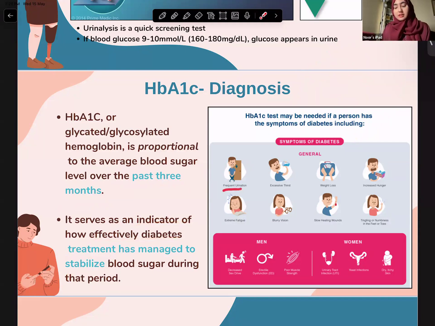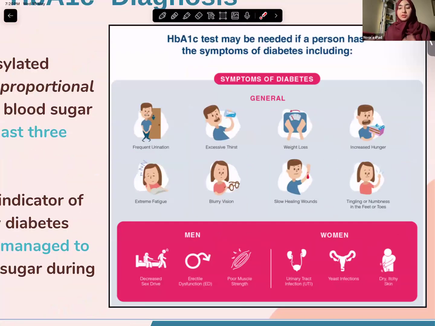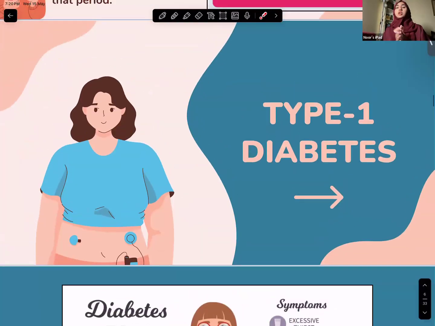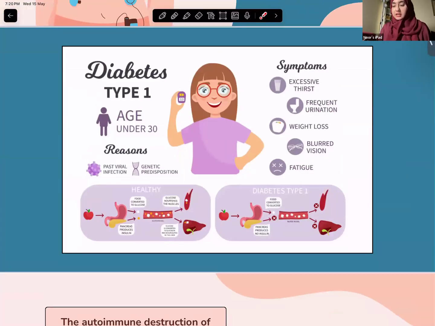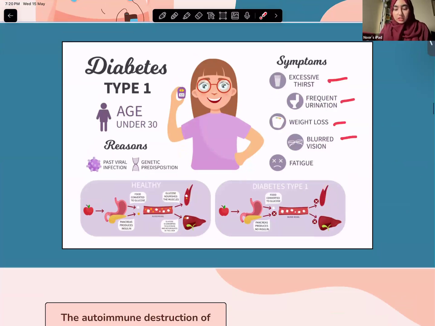Now, symptoms of diabetes, you guys can go over it. It's frequent urination, excessive thirst, weight loss, increased hunger, fatigue, blurry vision, slow healing wounds, tingling, numbness in the feet or toes. Now, talking about type 1 diabetes, just to recall, I just said that type 1 diabetes is the kind of diabetes where the beta cells of the pancreas are destroyed, and beta cells are the ones that are responsible for producing insulin. Now, because the beta cells are destroyed, it means you cannot produce insulin. Okay, so again, just the symptoms that we spoke about.